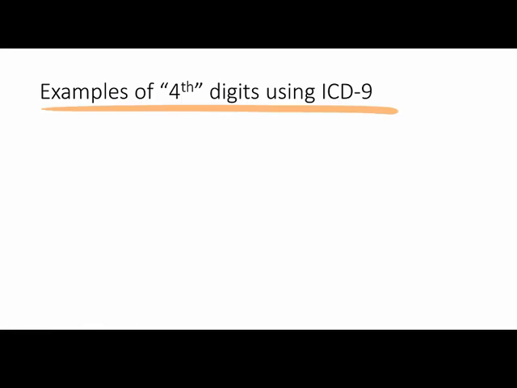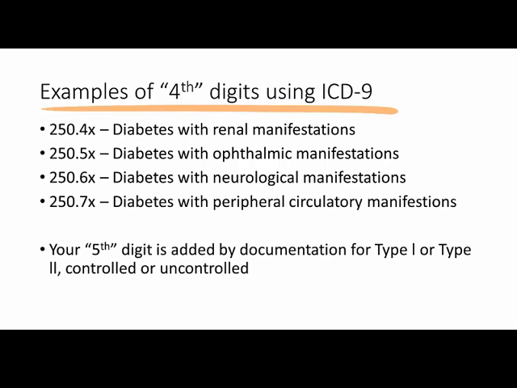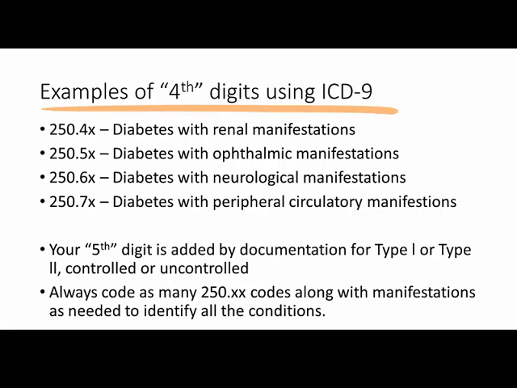Here are just a few examples of some of your fourth digit classifications. Then remember, your fifth digit is added by documentation for either type 1 or type 2 and controlled or uncontrolled. You can also use as many of your 250 codes along with their manifestations that you need to identify all the conditions that the patient has.